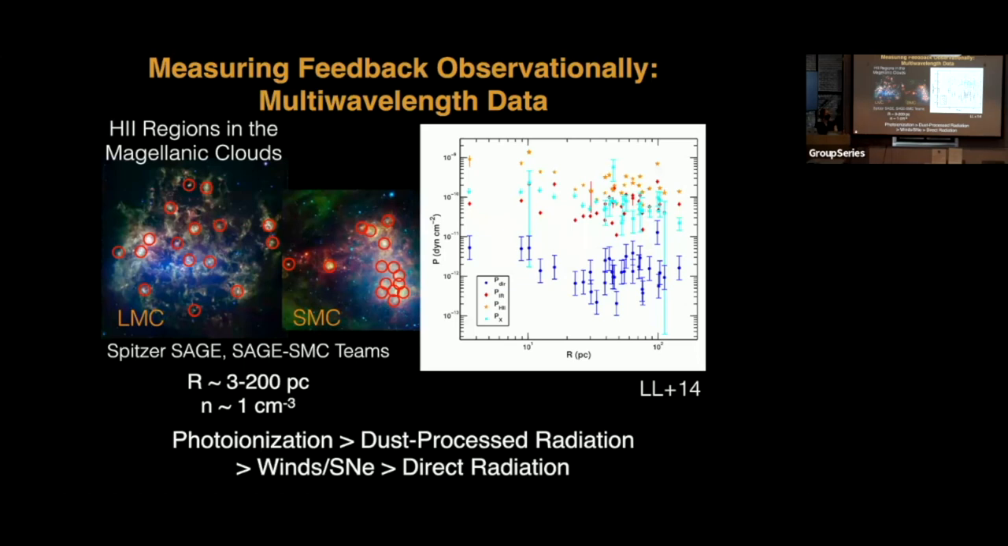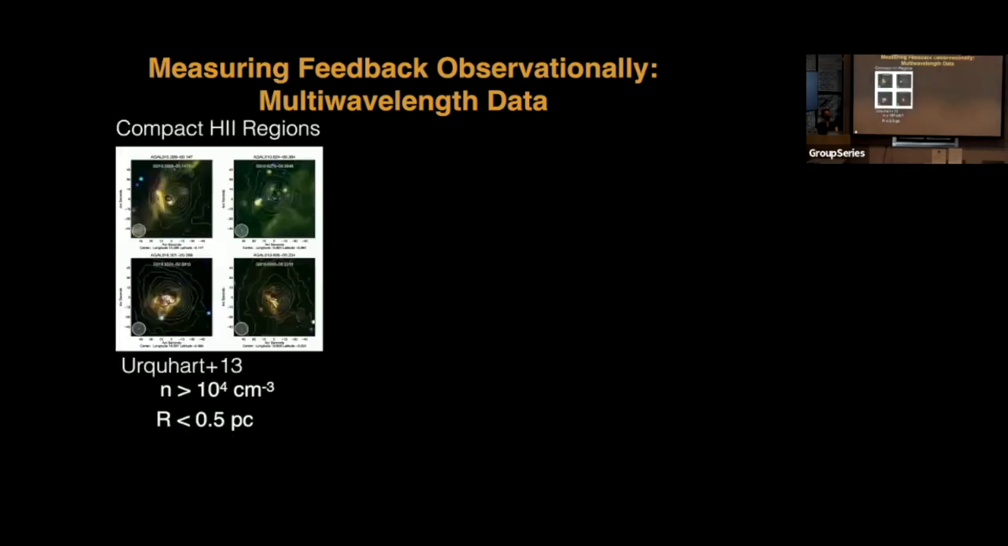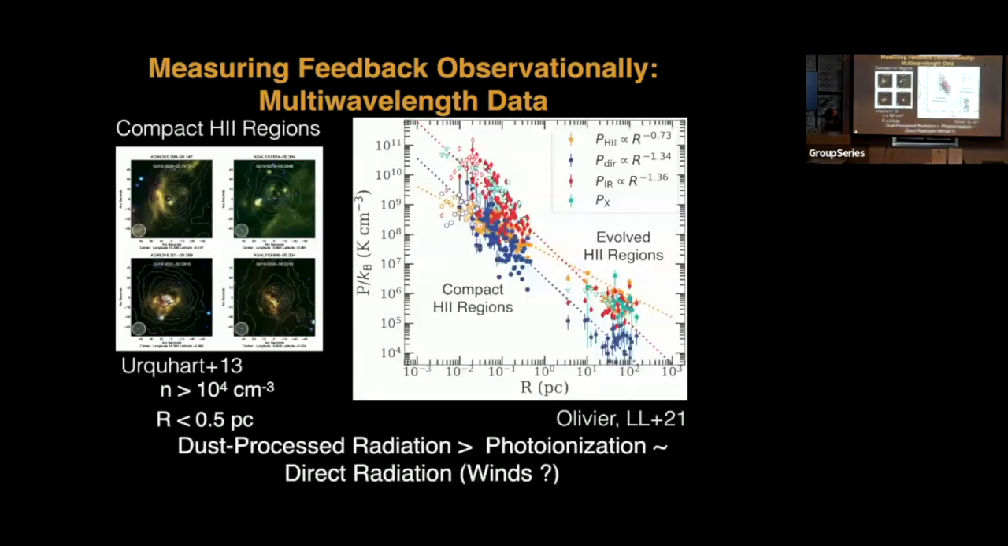But really we were interested in seeing how these terms change as a function of conditions and age. With that in mind, Grace Olivier analyzed a sample of compact H2 regions in the Milky Way and evaluated these pressure terms and found very different results. Now we have the Magellanic Cloud results on the bottom right, and Grace's sample on the top left.